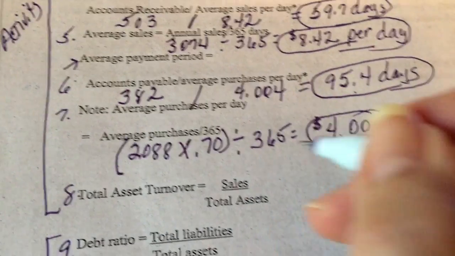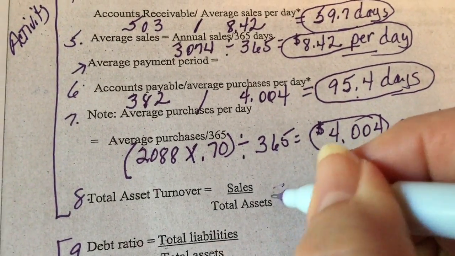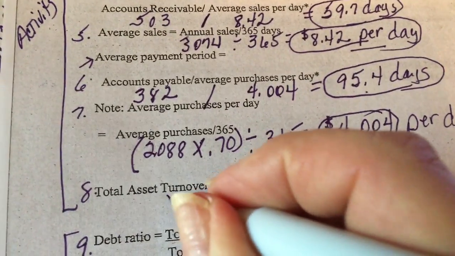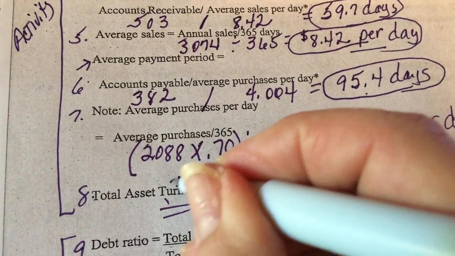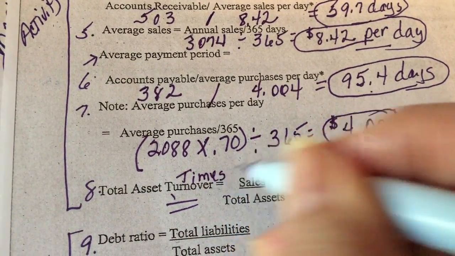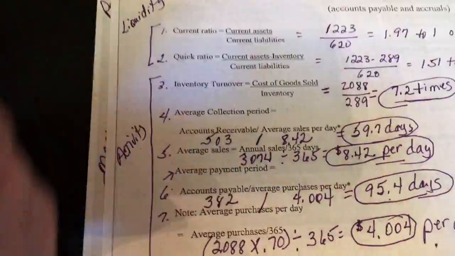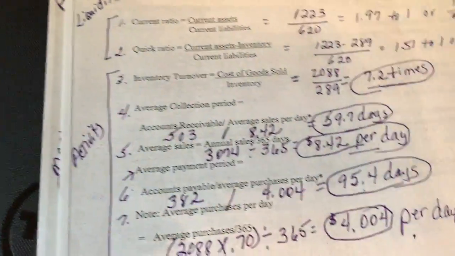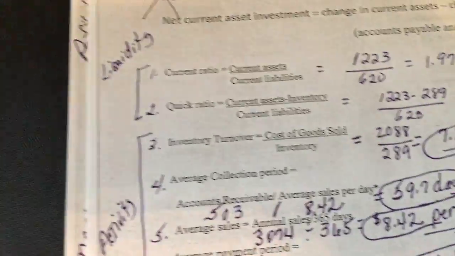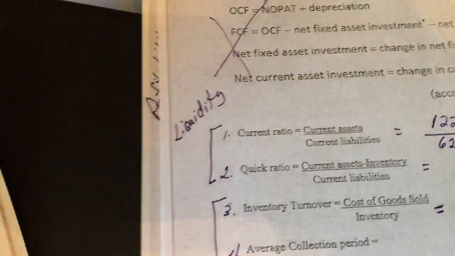Total asset turnover equals sales divided by total assets. So this is a turnover. When it says turnover, normally we're going to express it in terms of times. So let's find our sales figure. Our sales figure is going to be on our income statement. So find your income statement.